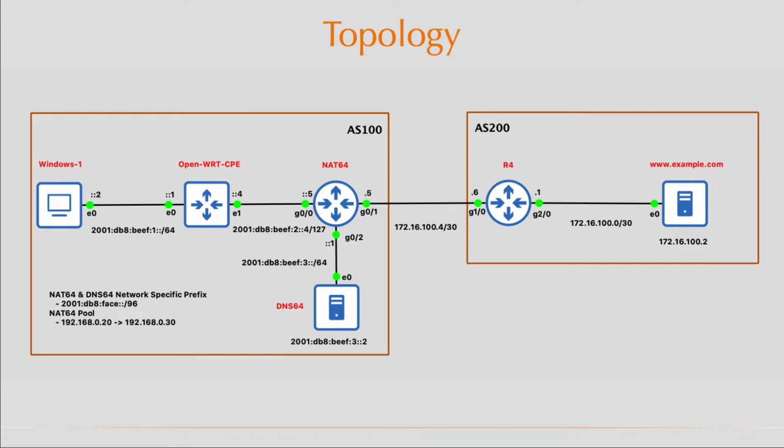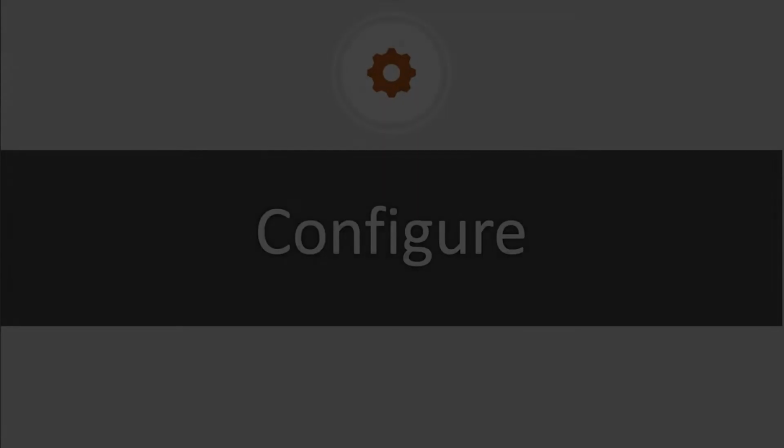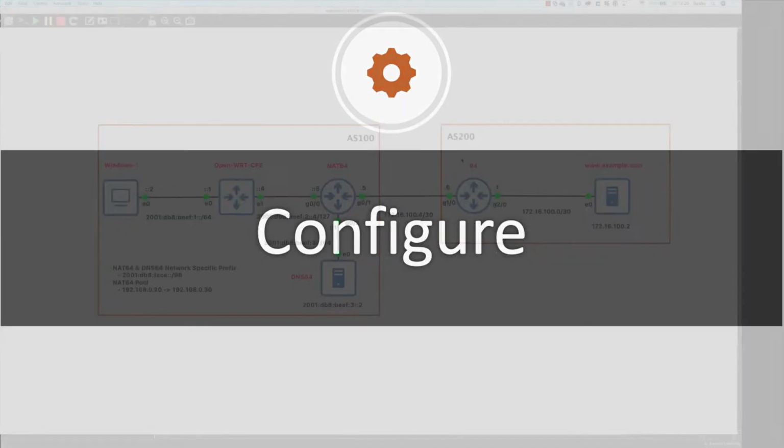We'll be using this topology whereby I have AS200 on the right and AS100 on the left. AS200 is IPv4 only, AS100 is IPv6 only. And we'll do configurations on the NAT64 device and the DNS server whereby we'll enable DNS64. So let's go ahead and begin.